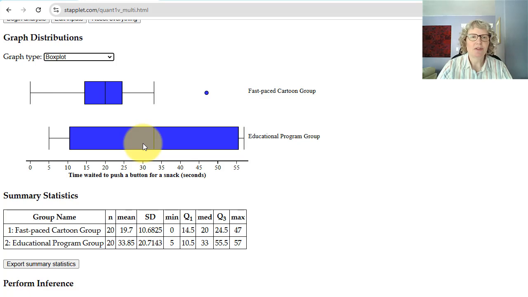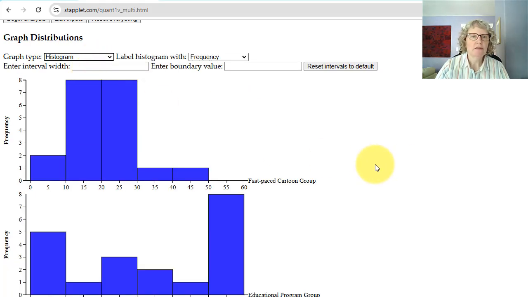We don't want to assume equal standard deviation. So here you can see the standard deviations. One is 10, one is 20. So definitely not equal. So we're not doing the pooled t-test, so that's good. And the same means that we had before. So it is interesting. For two graphs here, we have to compare the box plots side by side and the histogram side by side.